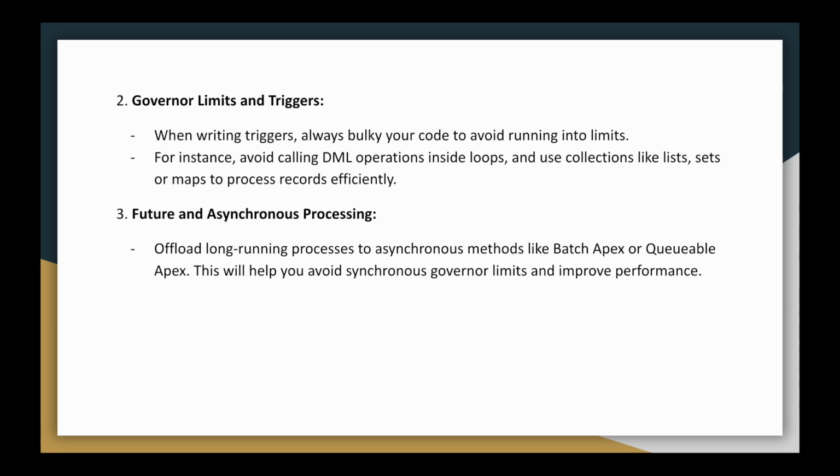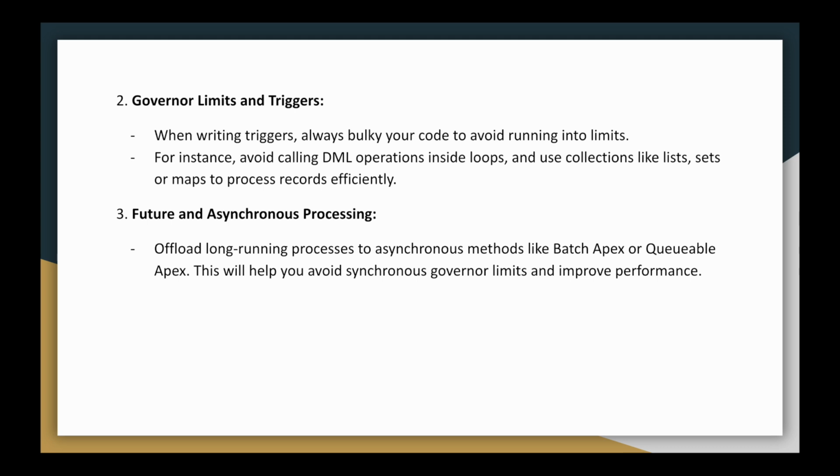Then let's talk about governor limits and triggers. If we are writing an Apex trigger, we always need to bulkify our code. Bulkify means it should not be written to run for one or two records only. We need to perform all operations in such a manner that they run on a number of records at a time. That is, DML operations should run on a collection of variables, not only on a single record. And we should avoid DML operations inside loops. Use collections like list, set or maps to process records.